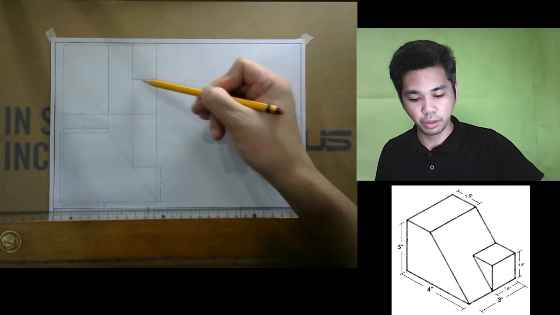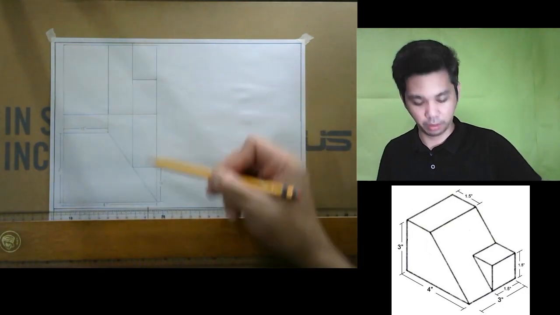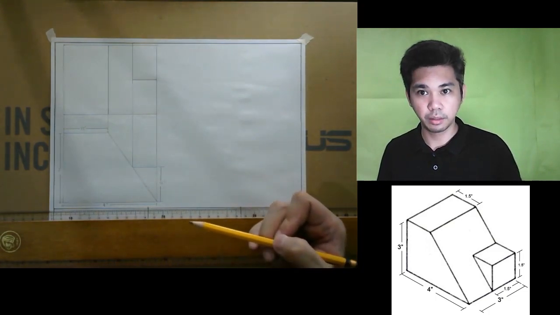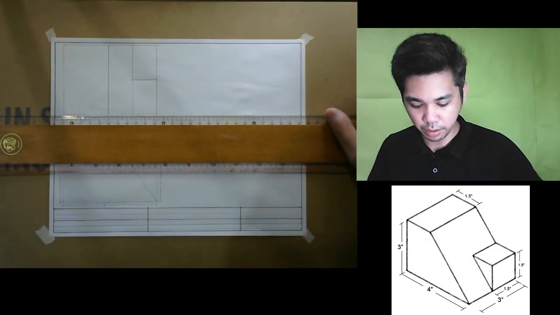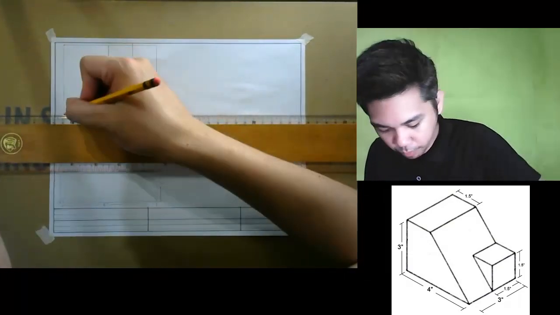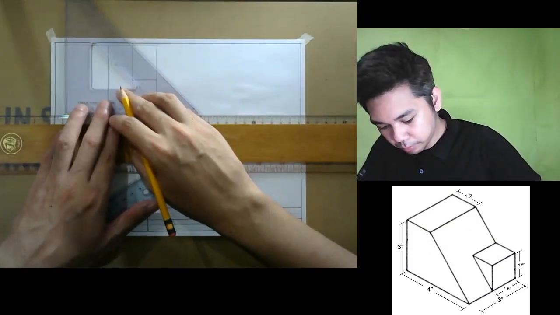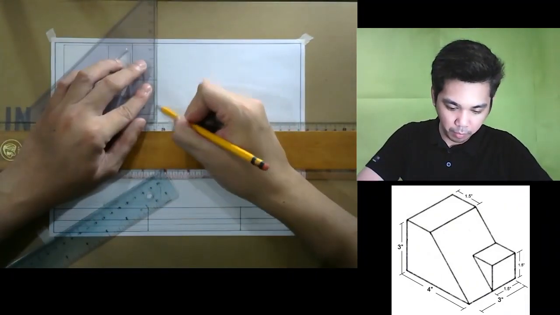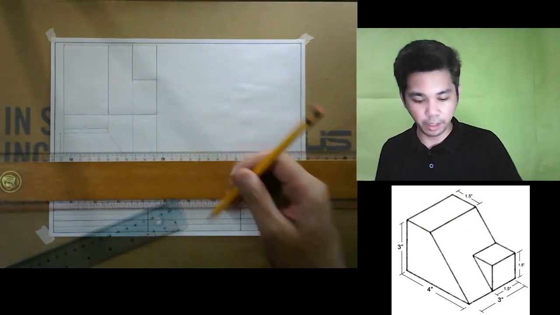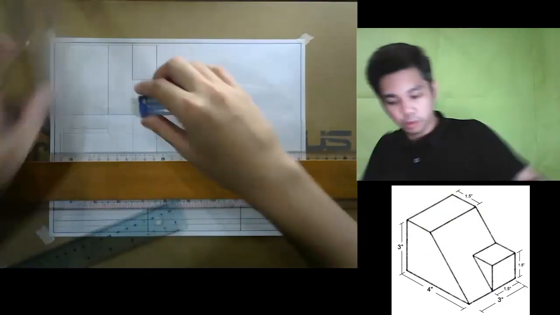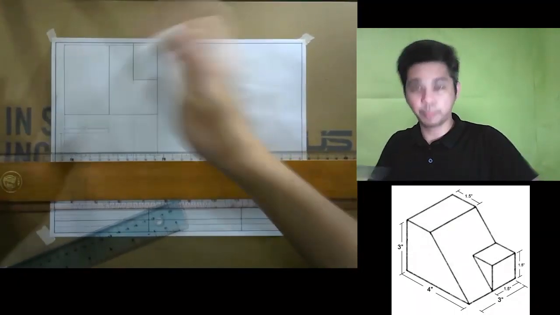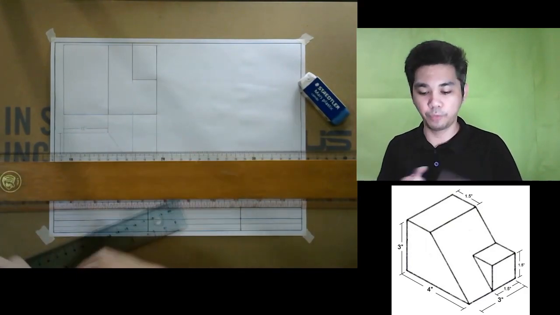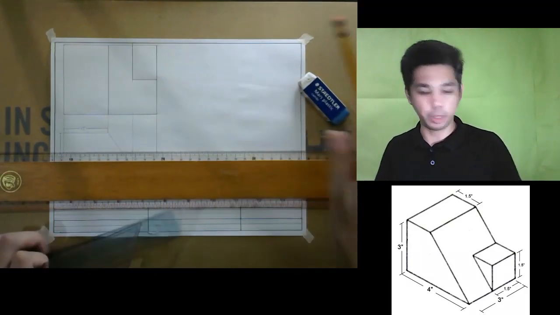So this object is also this triangle. Let me just darken my lines so that you can see. Okay, so the final top view looks like this one.